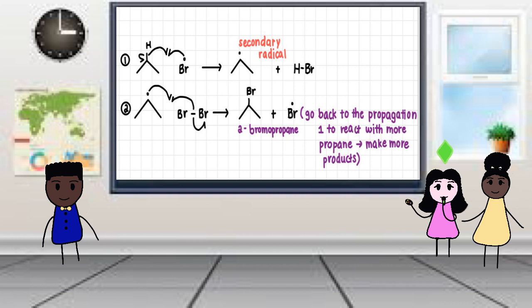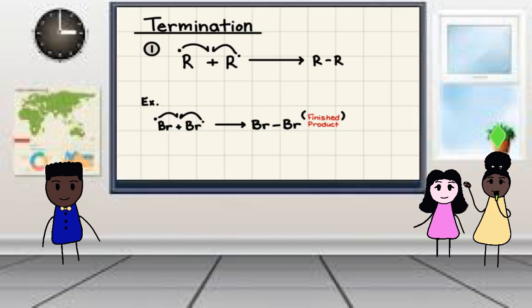In propagation 2, the carbon radical that was just created will react with Br2. We also use half arrows. The first arrow will attach the carbon radical to form 2-bromopropane. The second arrow will go to the other bromine to create another bromine radical. This bromine radical will go back to propagation 1 to react with more propane and make more products.